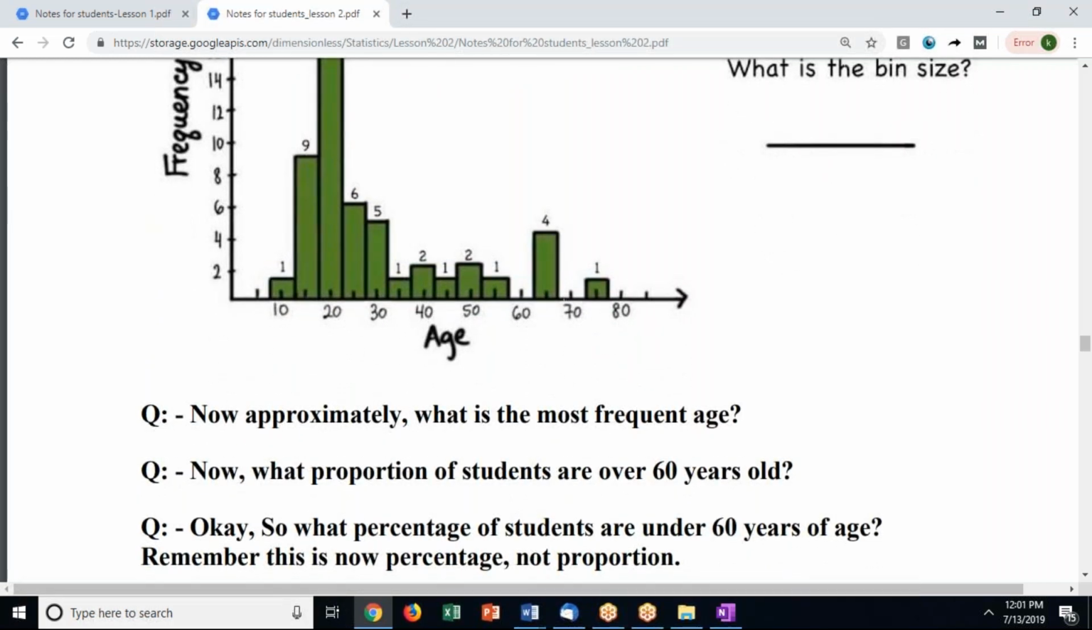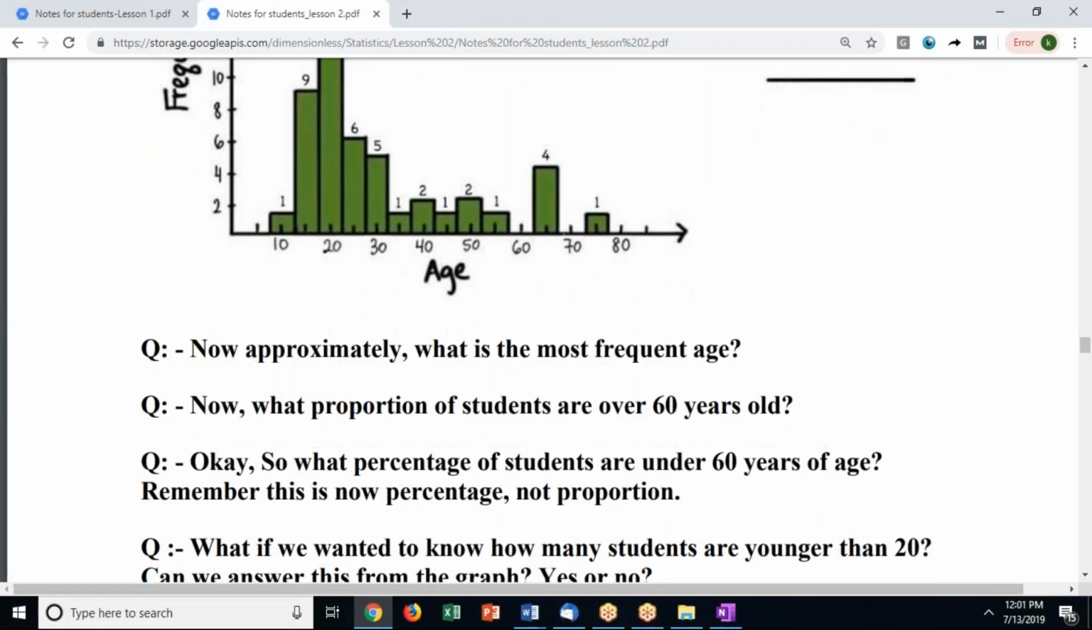Okay. What percent of students are under 60 years of age? We know, right? It is pretty straightforward. So whatever remaining, 90%, will be below.